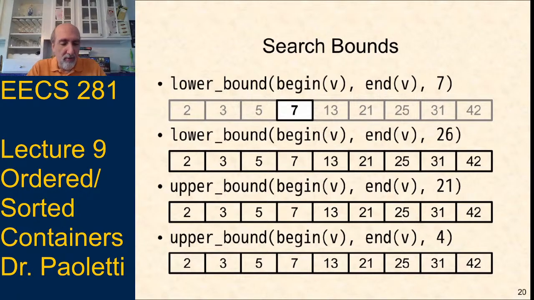And an example, what if I was searching for 26? I look at the middle, that's not 26, so I can eliminate the beginning. I look at the middle, that's not 26, so I eliminate the beginning. I look at the middle, that's not 26, so I eliminate the end, and that's the lower bound of 26. That's where it would be if it was in there.